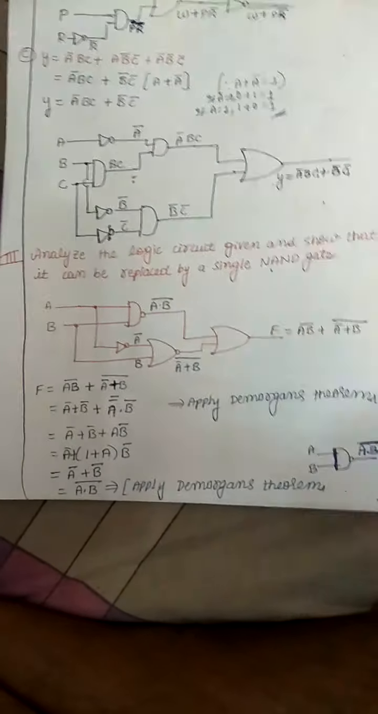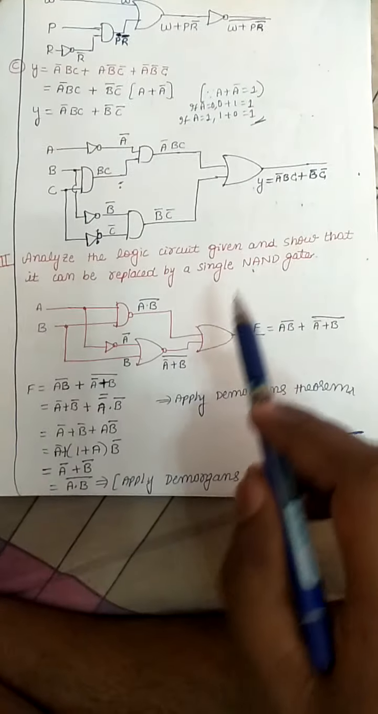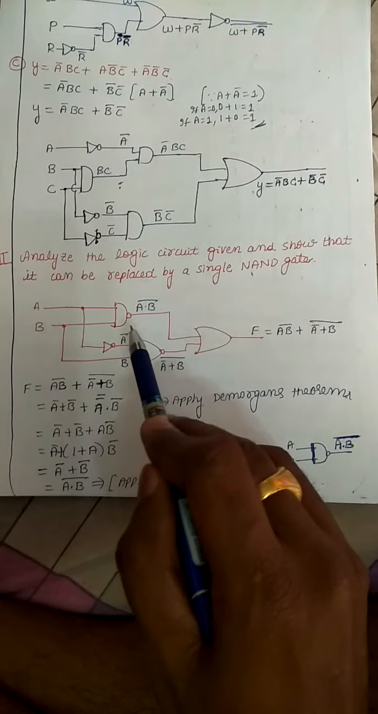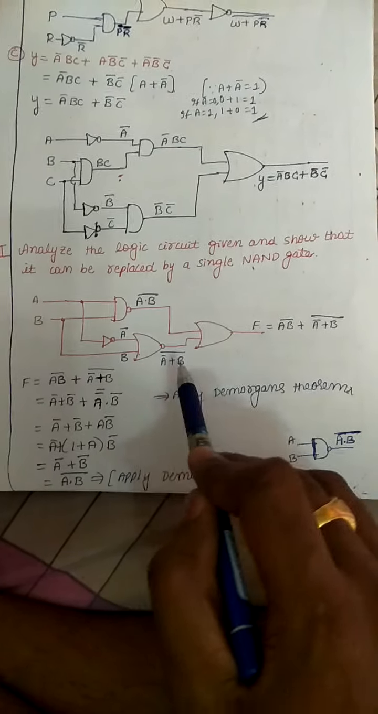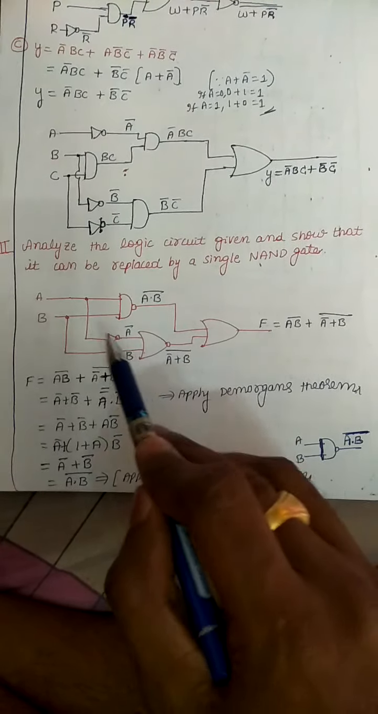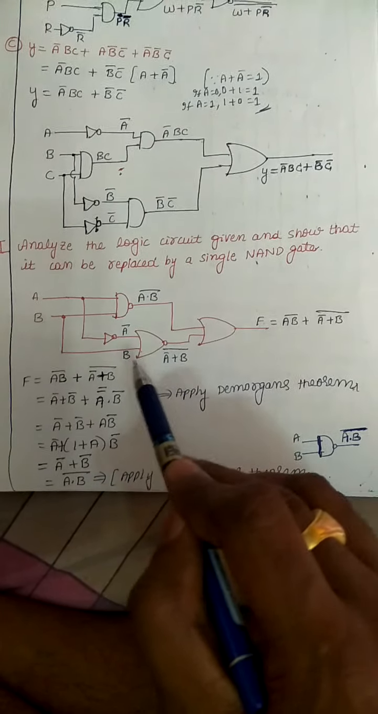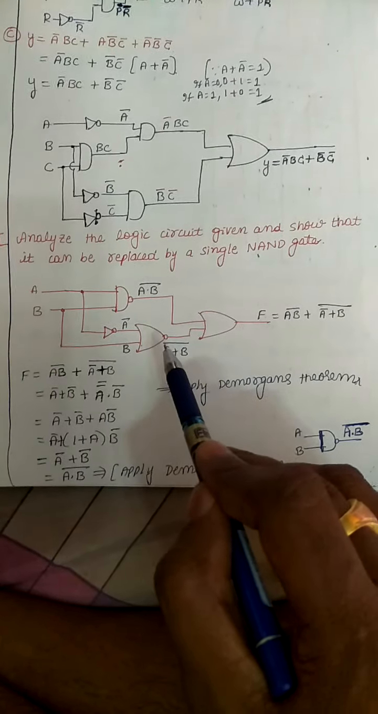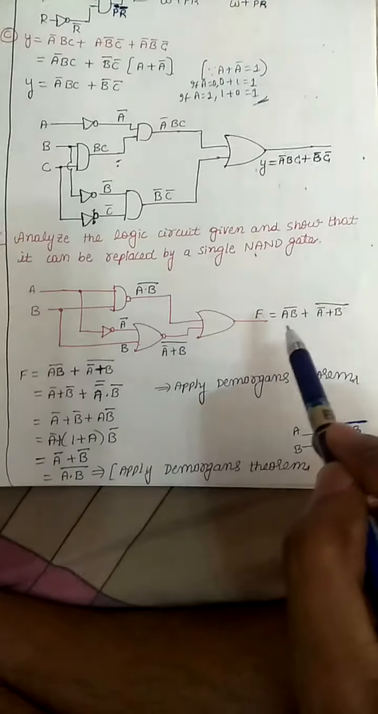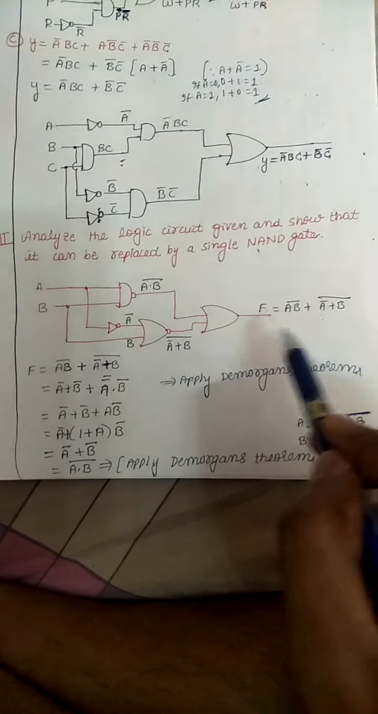Next, they give the logic circuit. It should be replaced by a single NAND gate. So first write down the expression for the logic diagram. So these expressions you have to write. A dot B through a NAND gate gives A dot B whole bar, A through a NOT gate gives A bar, and B. A bar plus B bar. You have an OR gate, therefore this plus this, you get this expression. So this expression you have to simplify.